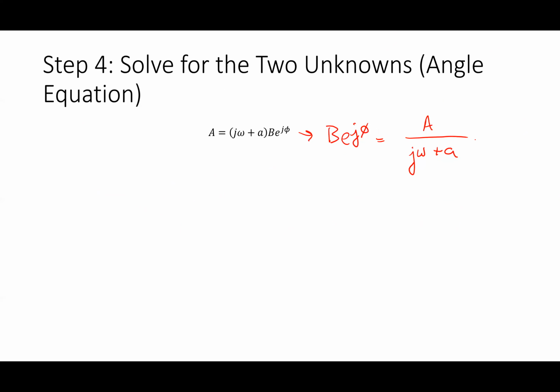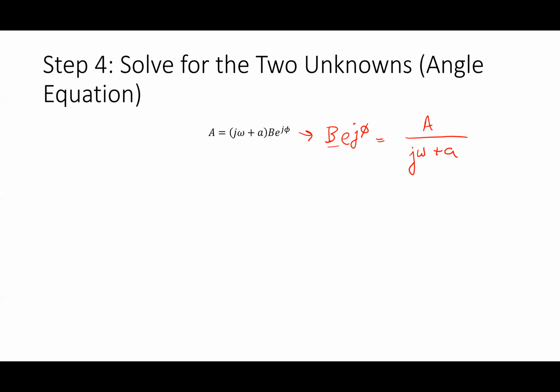B and a are both real numbers. What's the angle of a real number? 0. Should be 0. Now, I could have -1. What's the angle of -1? 180. Technically, though, that should have been somehow lumped into the phi. So in this particular case, my amplitude on my cosine that I guessed better be a positive.